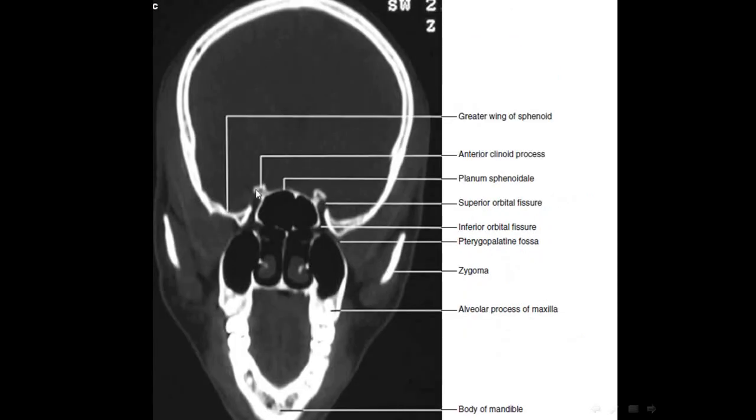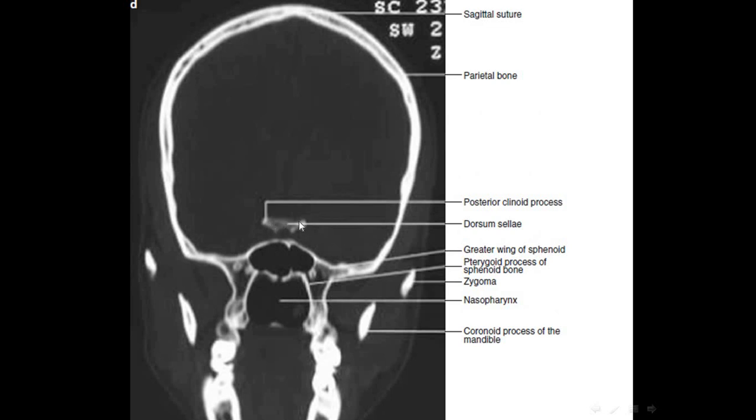More posteriorly, here we can see the anterior clinoid process of sella turcica. These are the greater wings of sphenoid bone, inferior orbital fissure, zygomatic bone, just a section, alveolar process of maxilla, and this is the body of mandible.